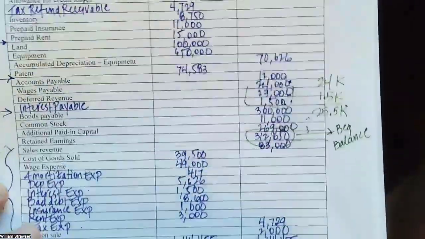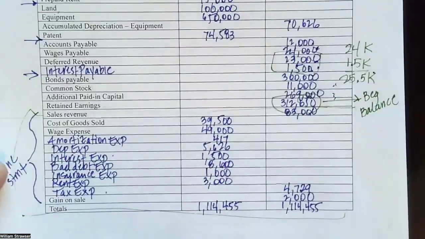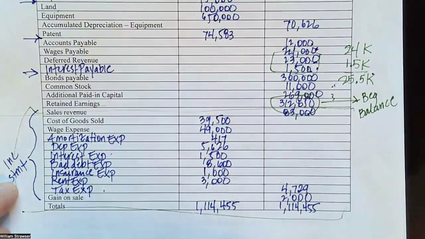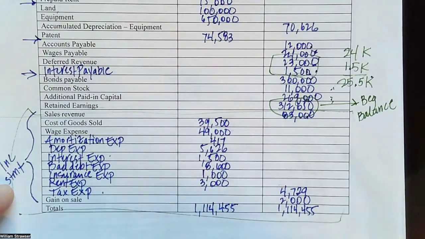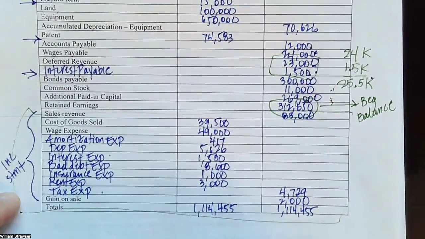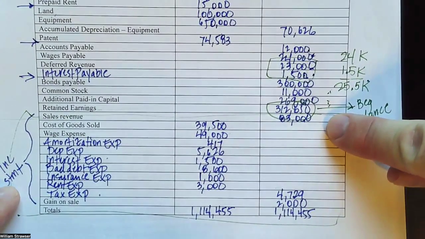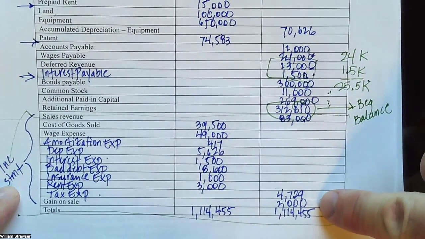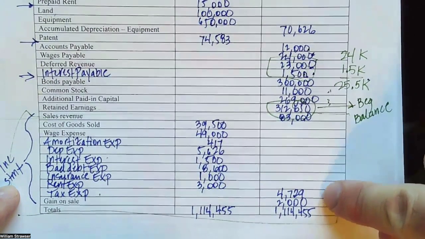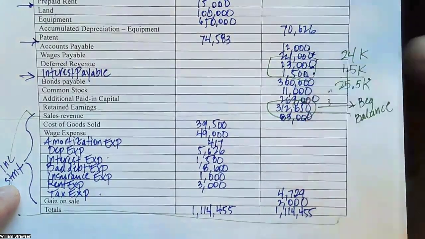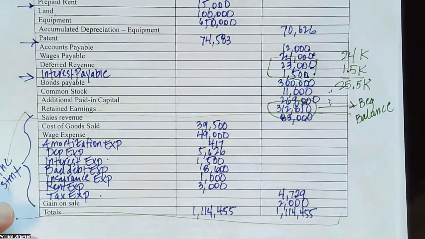Temporary accounts are all of the accounts that appear on the income statement. And if we do have a dividends account, we've got to close that as well. So we're going to zero out everything from sales revenue down to the gain on sale. Those are all going to be zeroed and placed into retained earnings. To zero these accounts, right?